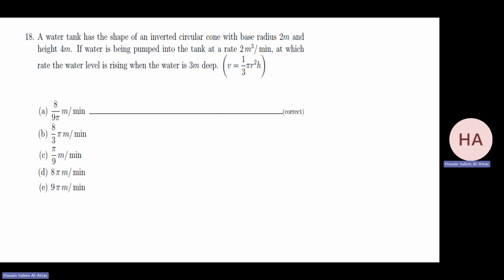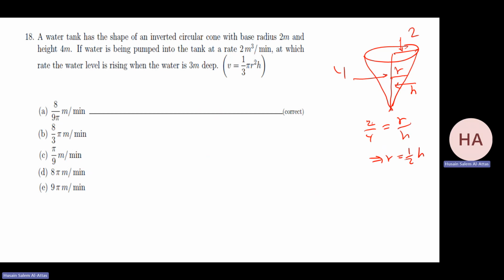A water tank has the shape of an inverted cone with the base radius 2 meters and given height. The water is being pumped. Okay, we did something similar. This is like this. This is like this. This is 2. This is 4. This is R. This is H. So I have 2 over 4 equal R over H. So R equals half H. The volume is this, which is 1 over 3 pi times 1 over 4 H cubed, so pi over 12 H cubed. This is V, dV by dt.